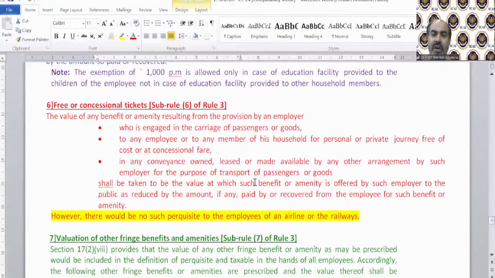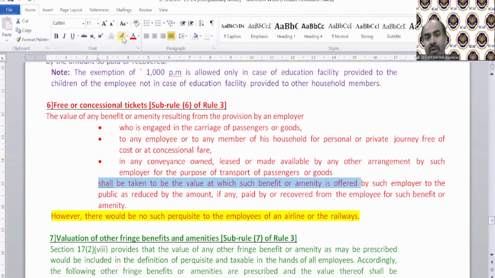The value will be taken to be the value at which such benefit or amenity is offered to the public. So what amount is going to be taxable? If a similar facility has been provided to the public, then the amount charged from them is going to be taxable. For my example, my employer is in the bus transport business and I am going from Agra to Delhi. The ticket is 500 rupees and he is not charging anything from me. From the public he is charging 500, so that 500 is going to be taxable.